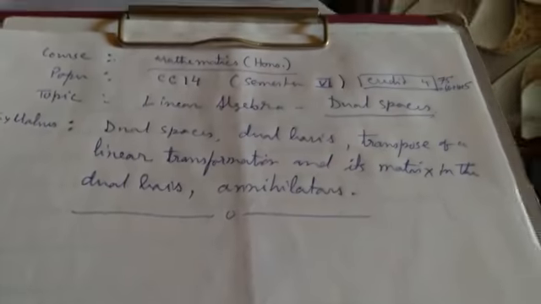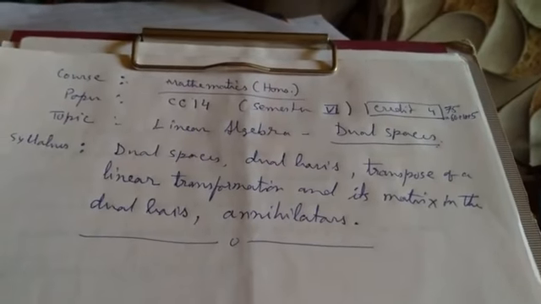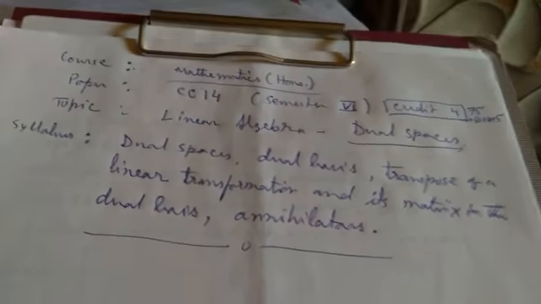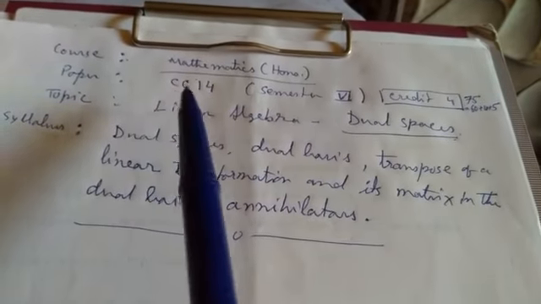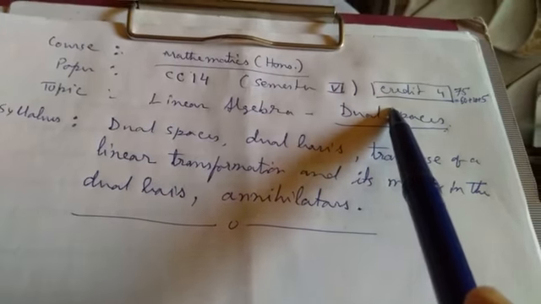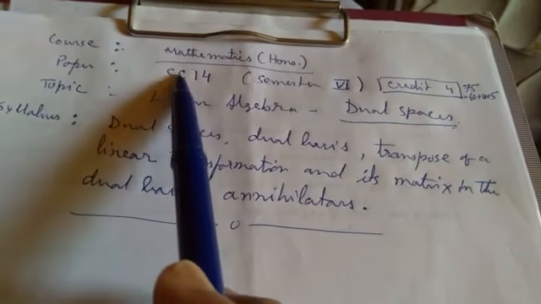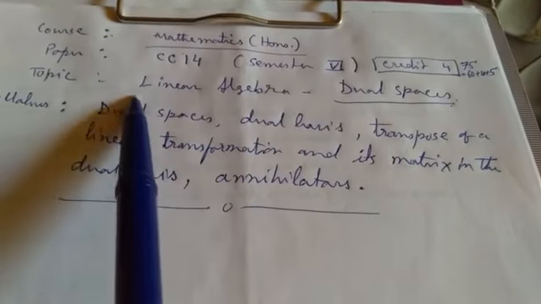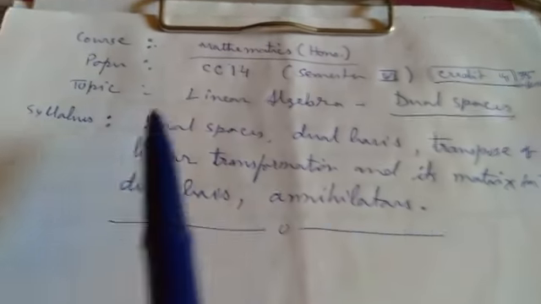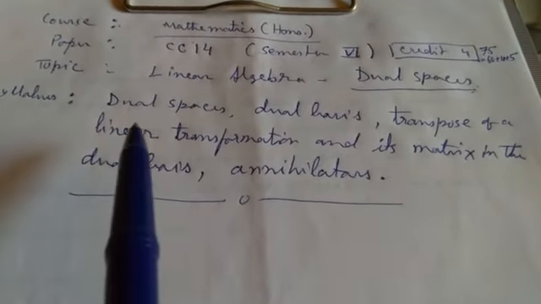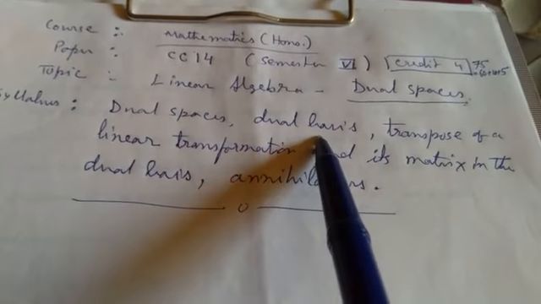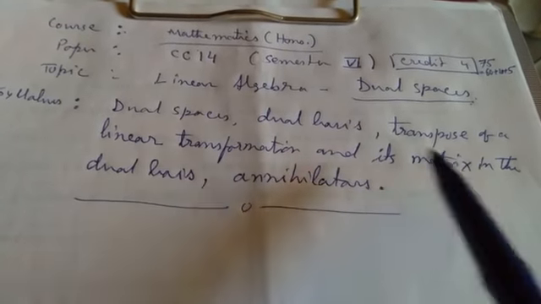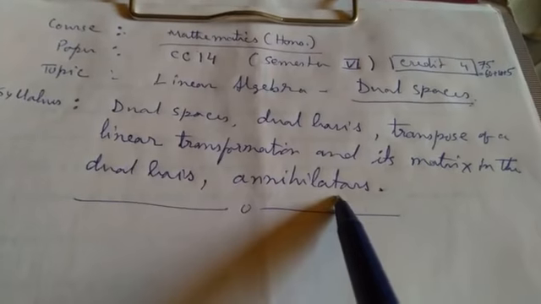আজকে আমরা পড়ব যে টপিকটা, সেটা হচ্ছে ডুয়াল স্পেস। এটা ম্যাথামেটিক্স অনার্স সেমিস্টার 6 এর জন্য 4 ক্রেডিট কোর্স, সিসি 14 পেপারের অন্তর্ভুক্ত। আচ্ছা, ডুয়াল স্পেস লিনিয়ার অ্যালজেব্রার মধ্যে পড়ে। এই সিলেবাসে যেটা আজকে আমরা ডিসকাস করব সেটা আছে ডুয়াল স্পেস, ডুয়াল বেসিস, transpose of a linear transformation and its matrix in the dual basis, and annihilators.